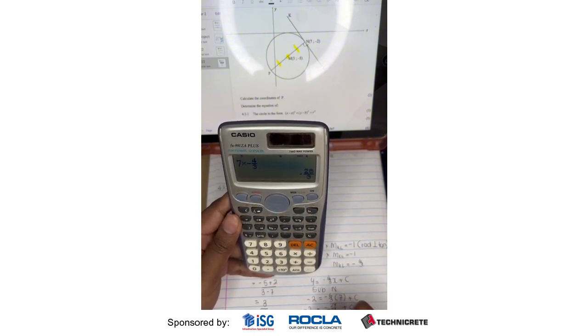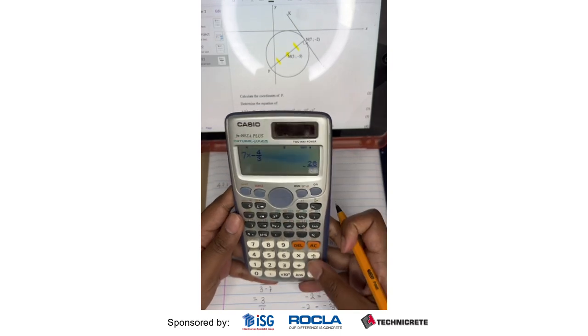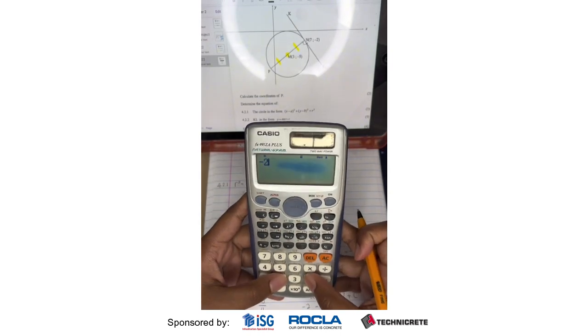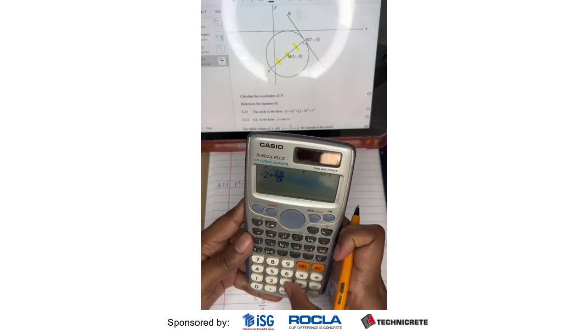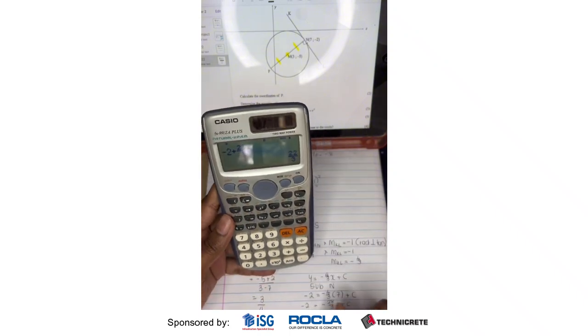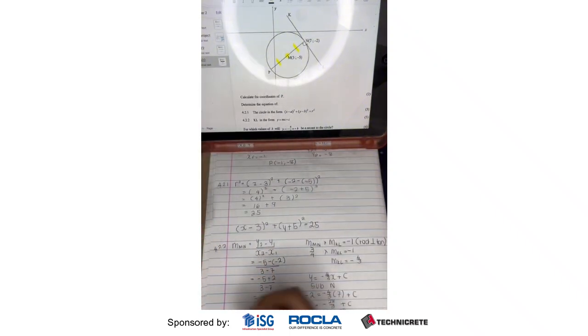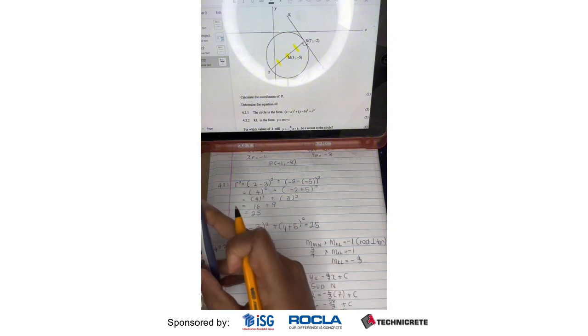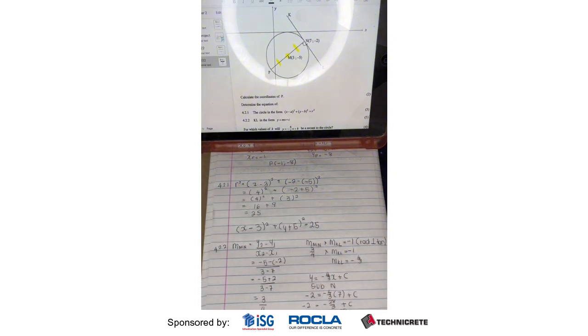And we're going to use our calculator to give us the answer for c. Minus 2 plus 28 over 3 is 22 over 3. Make sure you write your final answer out. So y is going to be equal to negative 4 over 3 x plus 22 over 3.